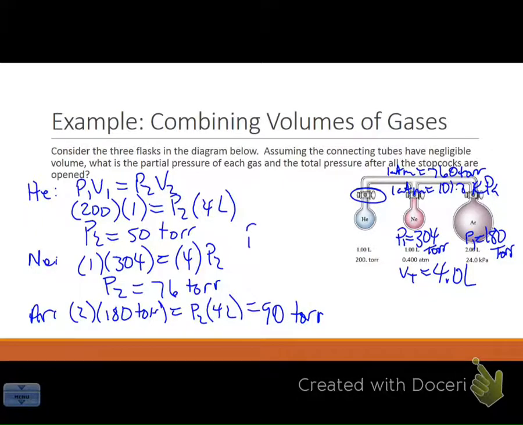Now to find the total pressure, we just add those 3 answers up. Comes out to be 216 torr. So really not a very difficult problem at all once you get past the initial panic of, oh my gosh, this is a weird picture, what am I supposed to do? Remember, each gas is independent in a mixture.